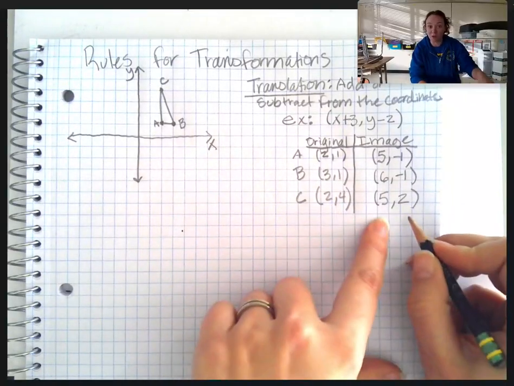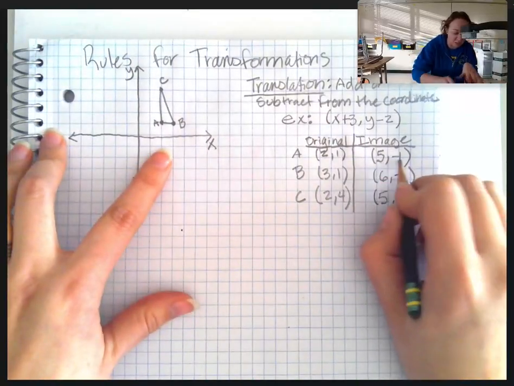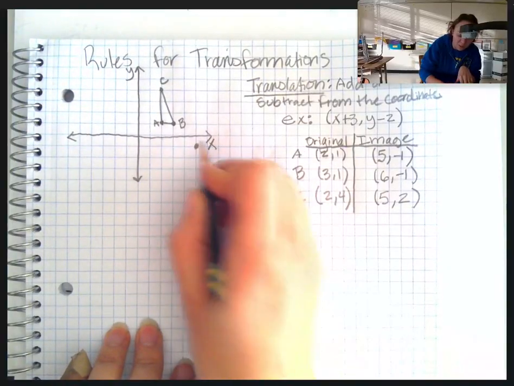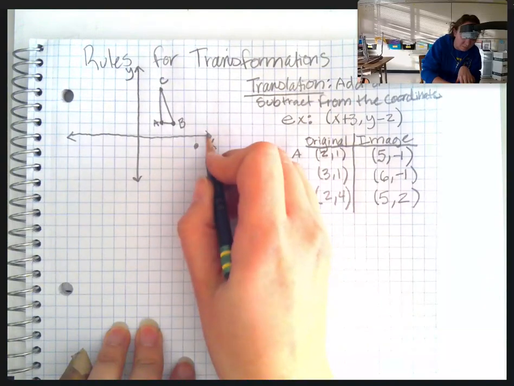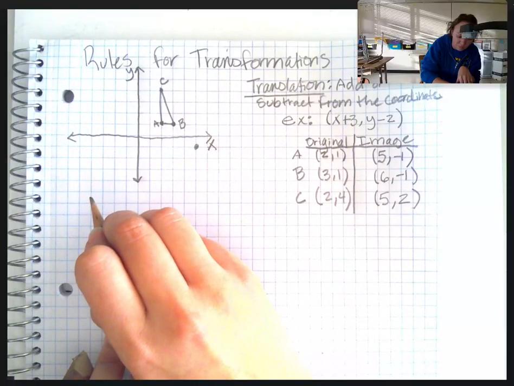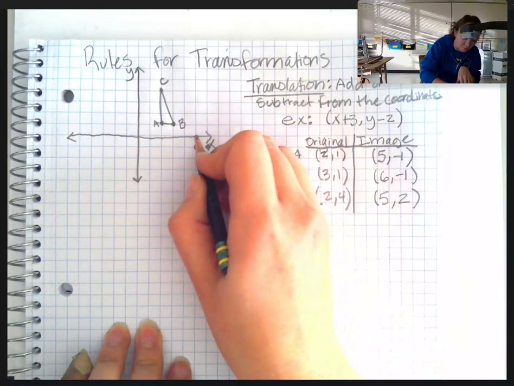I can check my work by graphing it to show that this does actually work. So I'm going to go to 5, negative 1. 1, 2, 3, 4, 5, negative 1. 6, negative 1. And 5, 2.